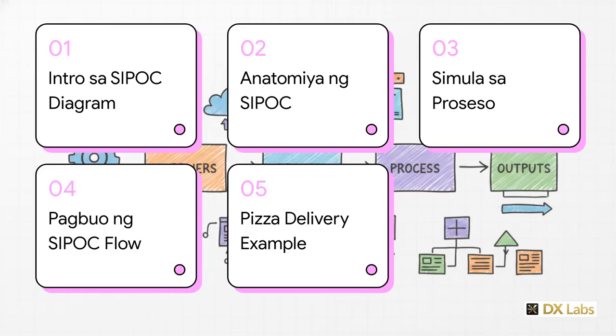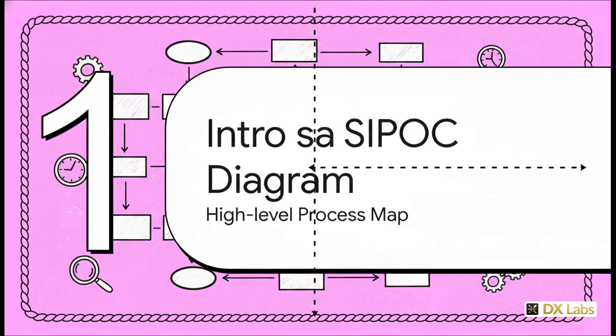Para sa ating DMAIC scoping milestones, we'll quickly run through these 5 key areas. Number 1, Introduction to SIPOC diagrams. Number 2, Anatomy of a SIPOC. Number 3, Starting with the process. Number 4, Completing the SIPOC flow. And finally, Number 5, the pizza delivery example. Okay, let's dive into this.